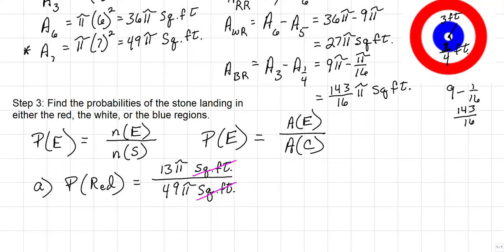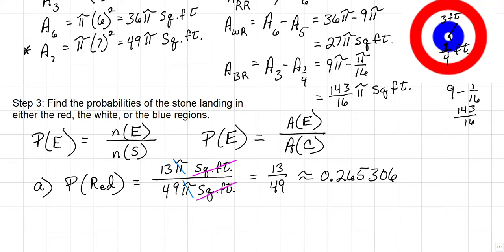We also can divide out the pi, and then we're going to be left with the probability of 13 over 49. Now, obviously, we can go ahead and convert that to a decimal, and 13 divided by 49 is going to give us the following. I'm only going to carry it out 6 decimal places, 0.265306. So you can either use it as a fraction or a decimal.